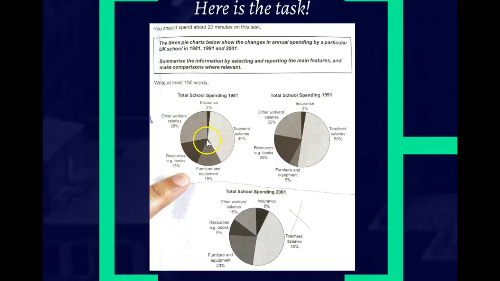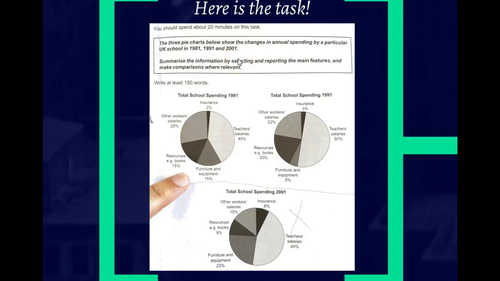There are 3 pie charts here, and they show the changes in annual spending by a particular school. Where is the school? In the United Kingdom. It's not a line graph, so you have to talk about 3 separate years: 1981, 1991 and 2001. What do you notice straight away?